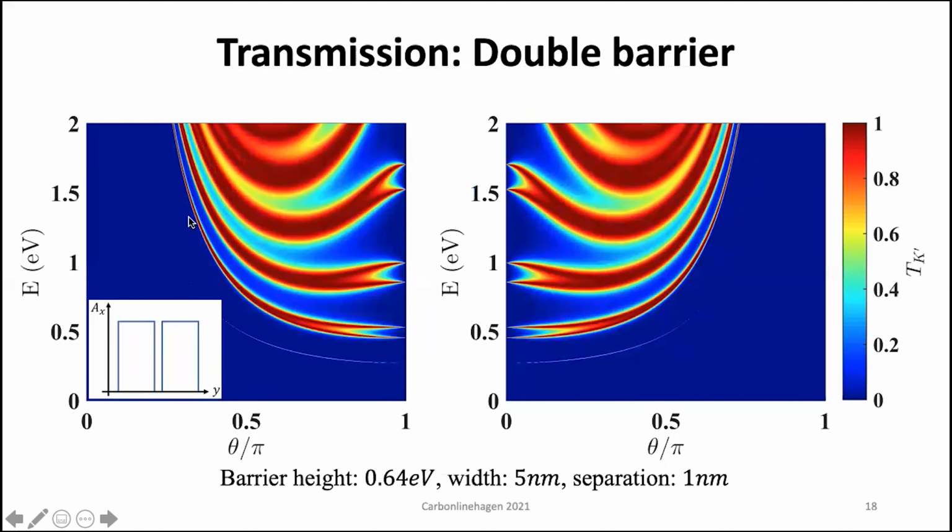We all are familiar, hopefully, with what happens when you add barriers in transmission problems: the addition of barriers splits the resonances, and that's what we are observing here for valley k and k prime. We also see the emergence of other resonances that are related to the existence of the gap between the barriers, of this well that is formed between the barriers.